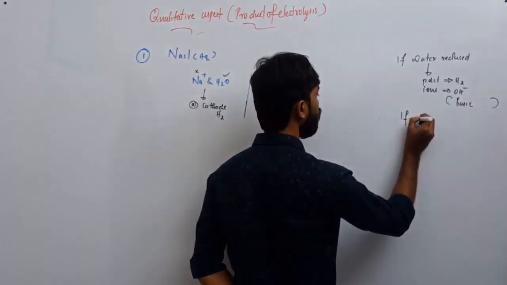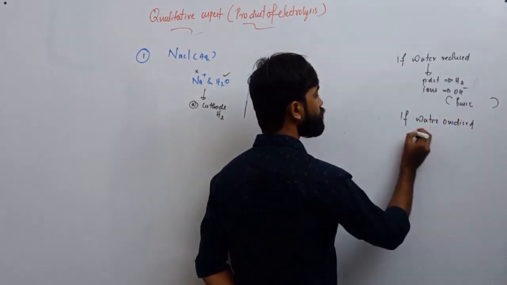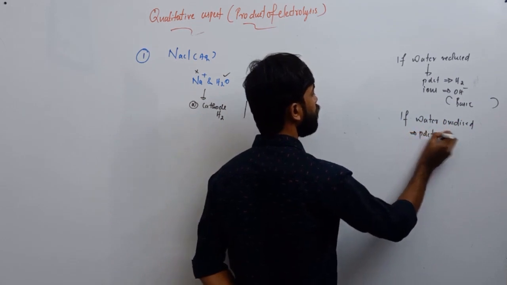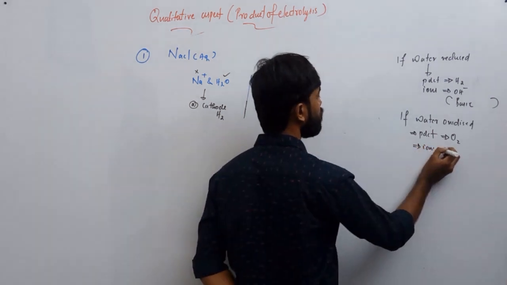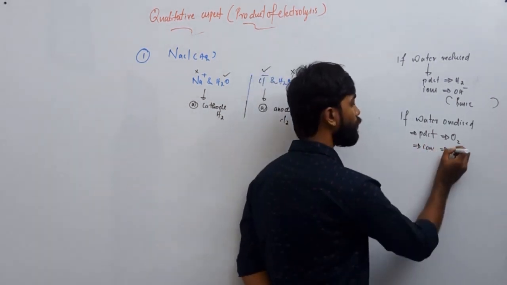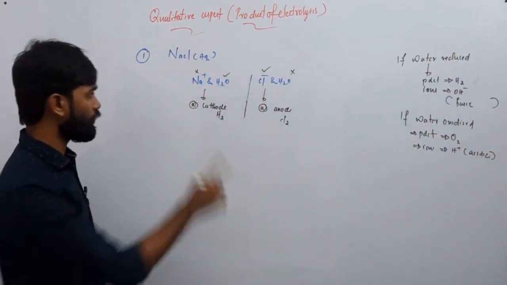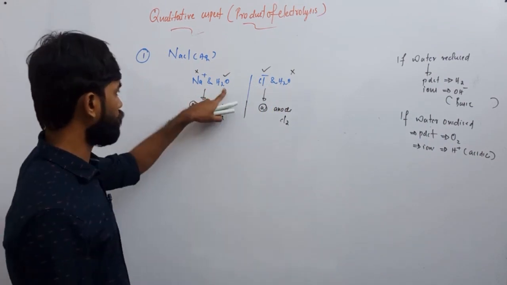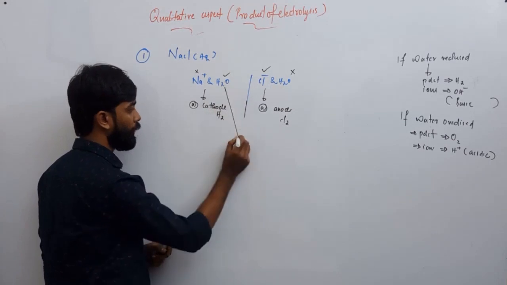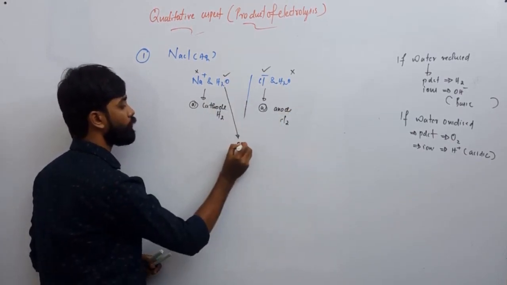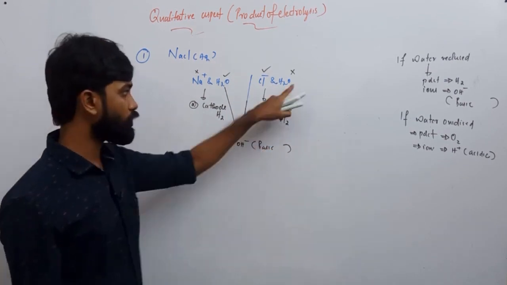Likewise, if water is oxidized, what happens? The product is oxygen. Then what is the ion which is left in the electrolytic tank? It will be H plus, which means the solution may be acidic. Keep it in mind, it's very important. What about this case? Here water is reduced, no doubt. When water is reduced, there will be excess OH minus, so the solution is basic. Here there is no reaction for water.